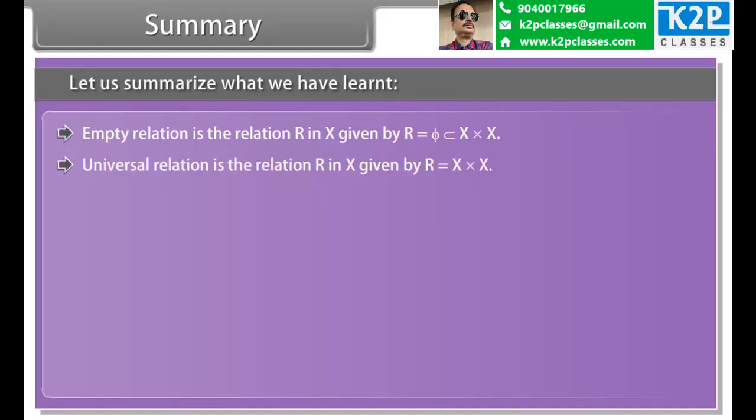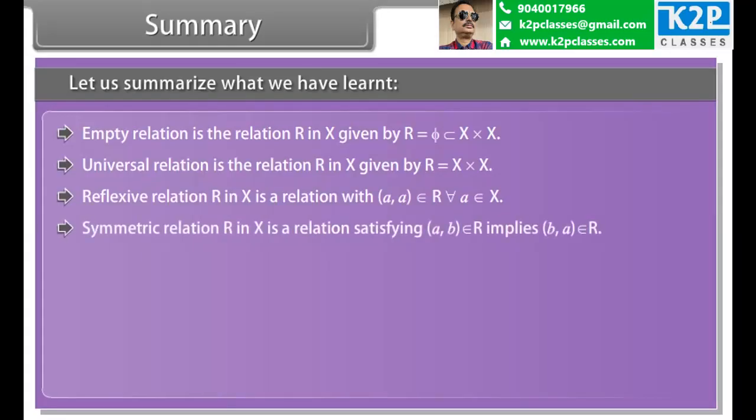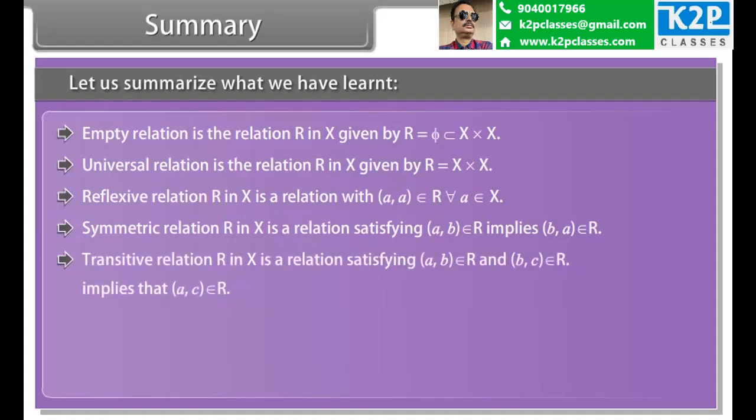Universal relation is the relation R in X given by R = X cross X. Reflexive relation R in X is a relation with (a, a) belongs to R for each a belongs to X. Symmetric relation R in X is a relation satisfying (a, b) belongs to R implies (b, a) belongs to R. Transitive relation R in X is a relation satisfying (a, b) belongs to R and (b, c) belongs to R implies that (a, c) belongs to R.